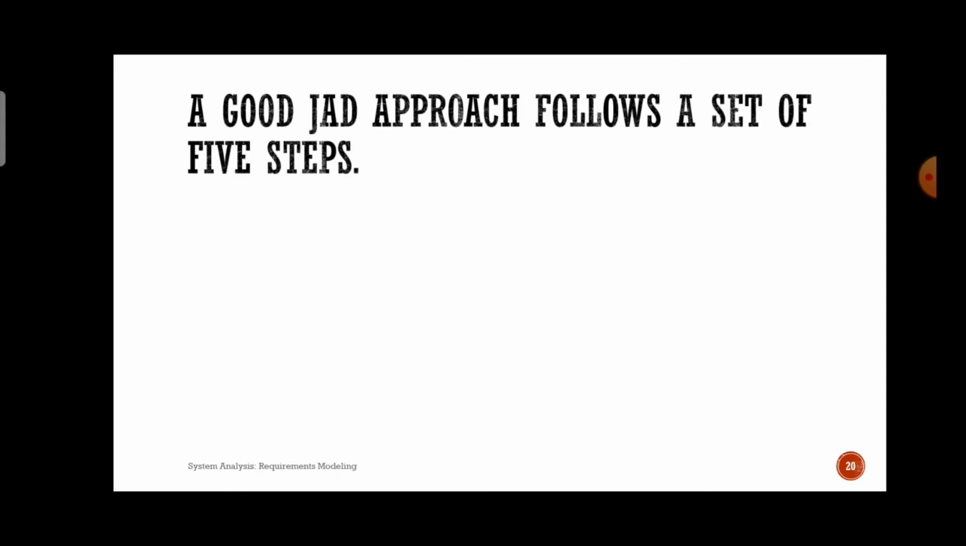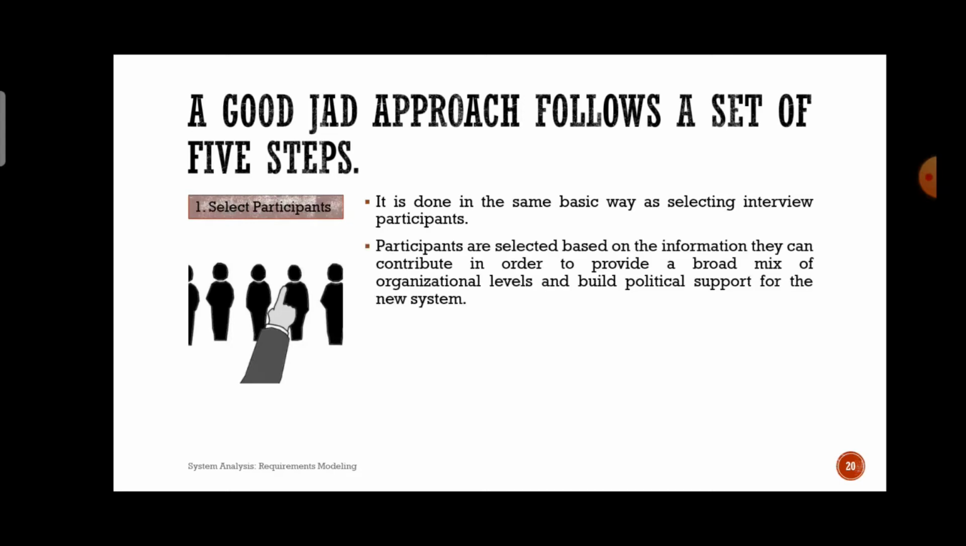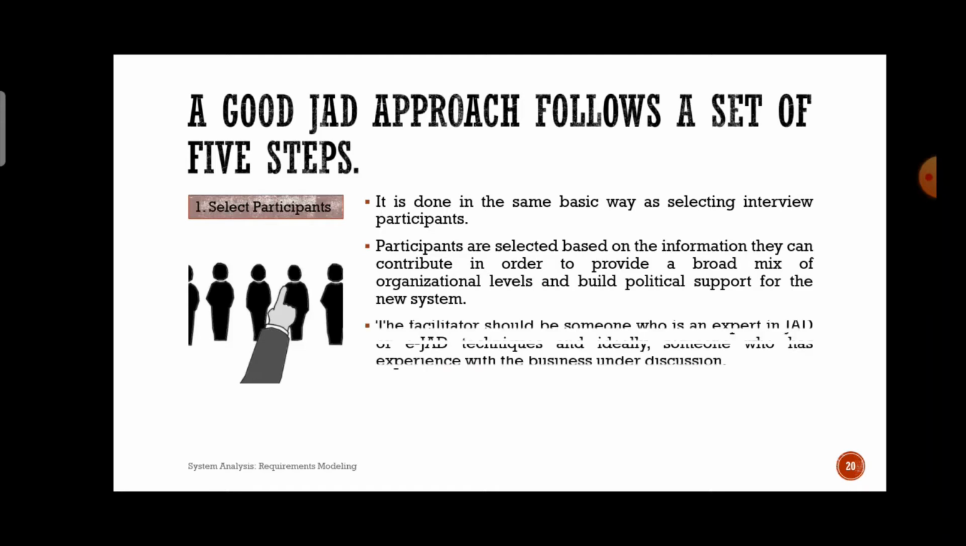So, a good JAD approach follows a set of 5 steps. First, select participants. Just like the interview, JAD also needs to select participants. It is done in the same basic way as selecting interview participants. Participants are selected based on the information they can contribute, in order to provide a broad mix of organizational levels and build political support for the new system.